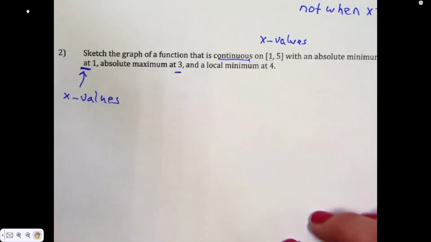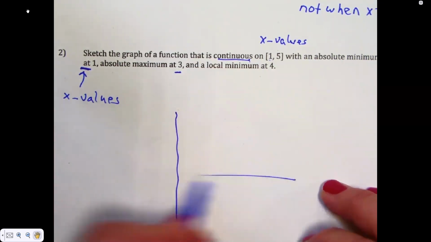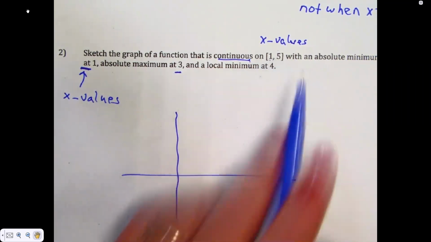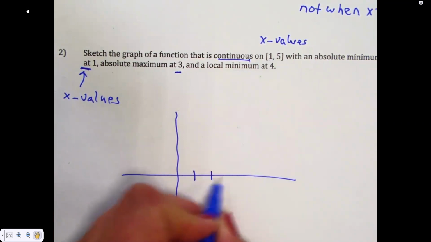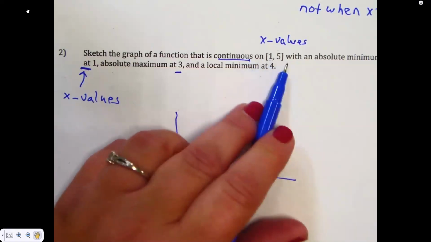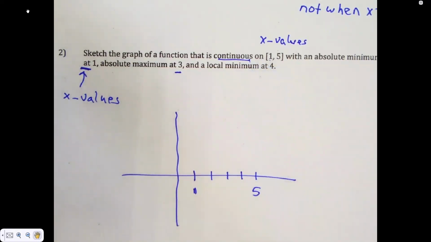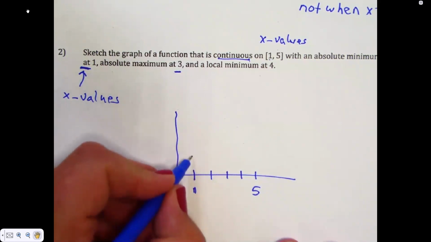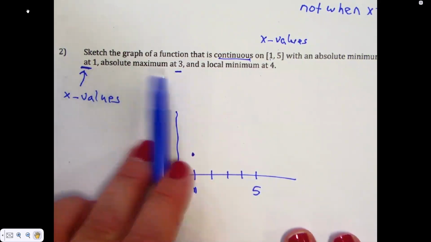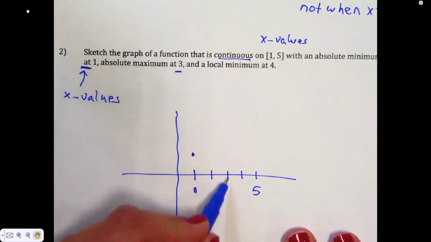Now, no one's graph has to be the same. It just has to meet these requirements. So from 1 to 5 is where I want my graph. So from 1 to 5, they're brackets, so they're going to be closed dots at the ends. An absolute min at 1, an absolute min at 1. So that means my graph cannot go below there. I just randomly picked a point, but it cannot go. That's the absolute.